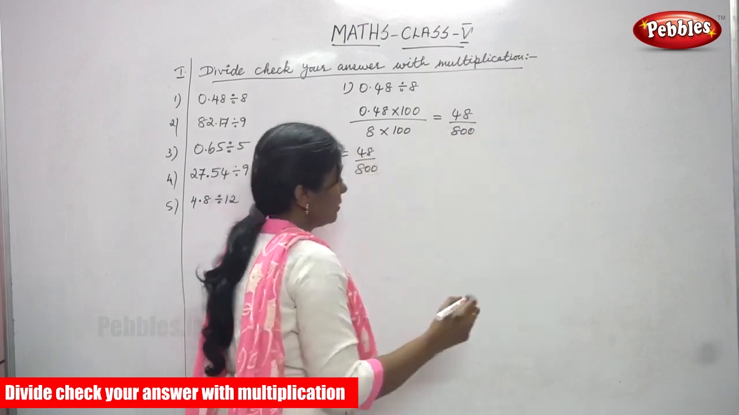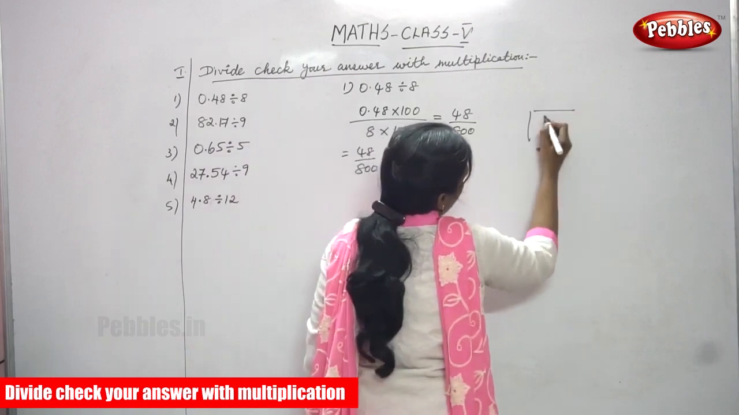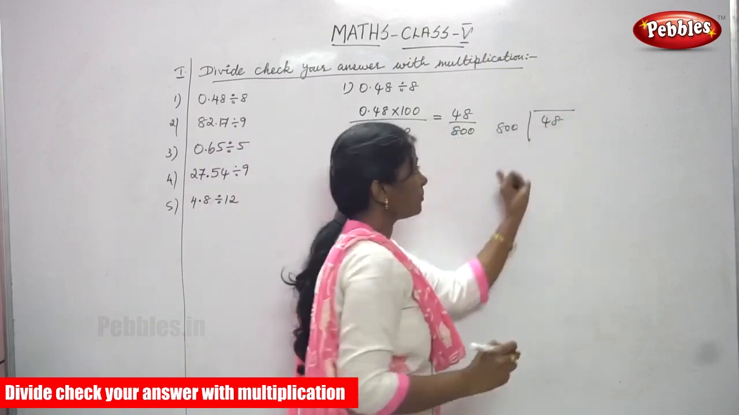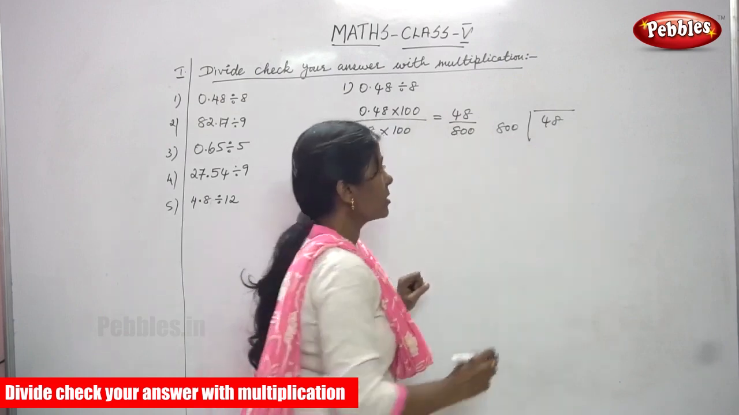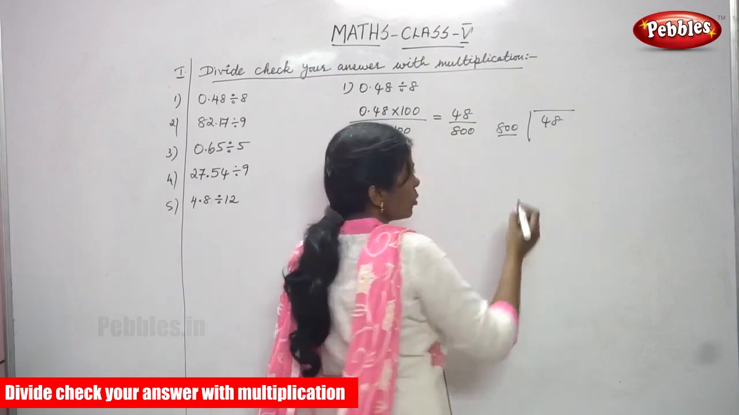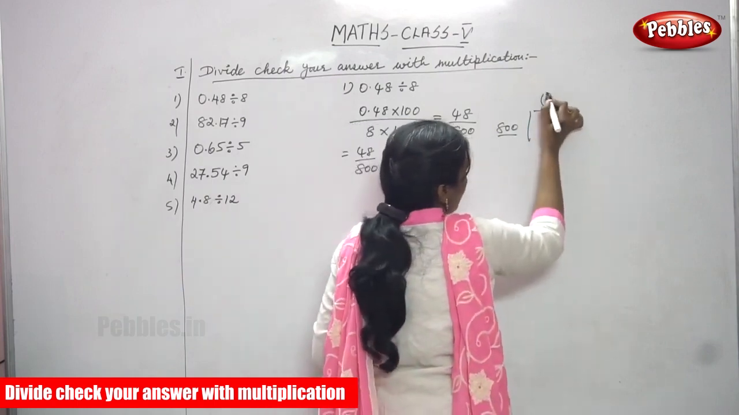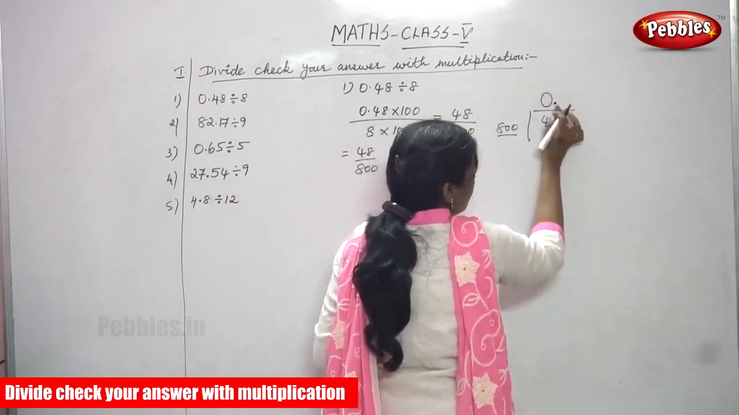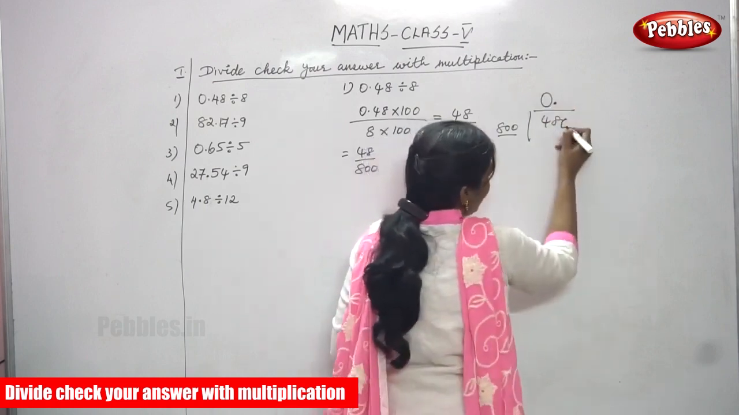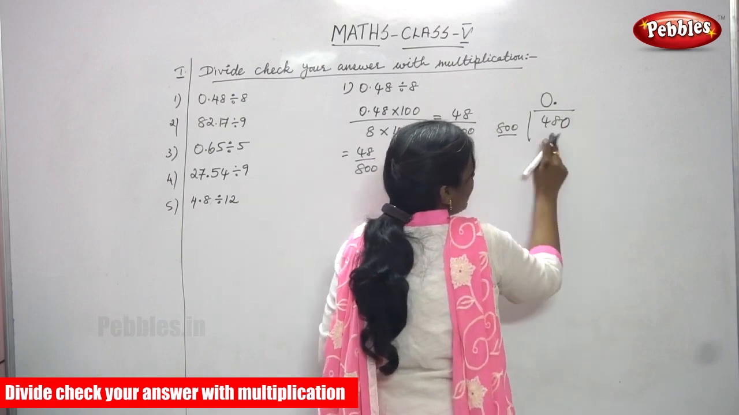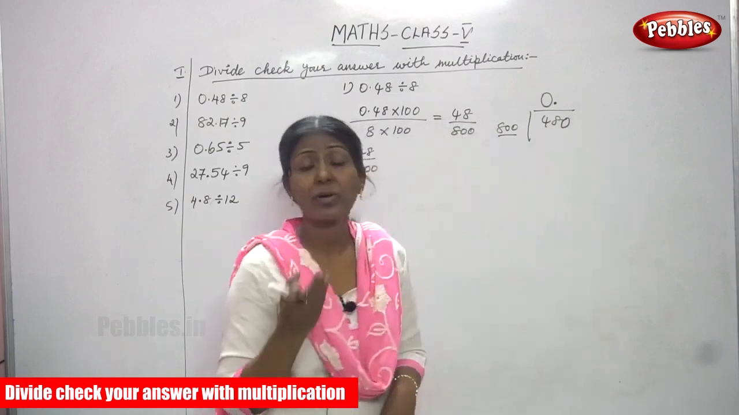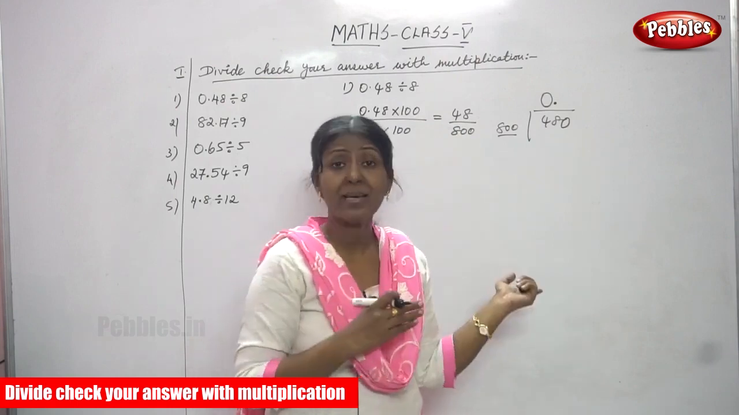So now let's start to divide 48 and 800. Look at this number. 800 is 3 digits, this is 2 digits. So you can't divide. First you have to write 0. After that you have to put a point. Now you start to add zeros here. First only one 0 I add. Now it becomes 480, but this is 800. So 480 is less than 800.